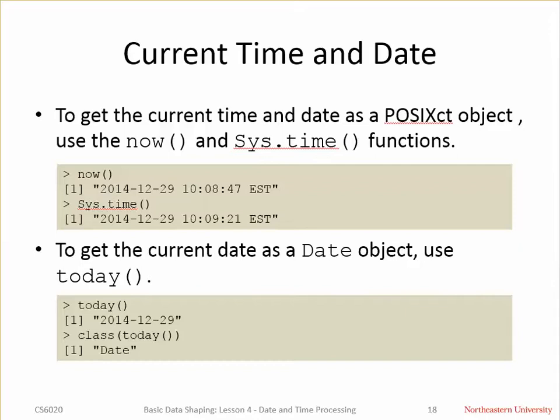Now there's a bunch of functions to help you get the current date, the current time, and so on. So for example, to get the current date and time as POSIXct objects, use the now or the Sys.time functions. So now returns you date and time, or Sys.time, very similarly, same format. You can get the current date by itself using the today object. So if you want a date object instead of a POSIXct object, then you're better off using today.